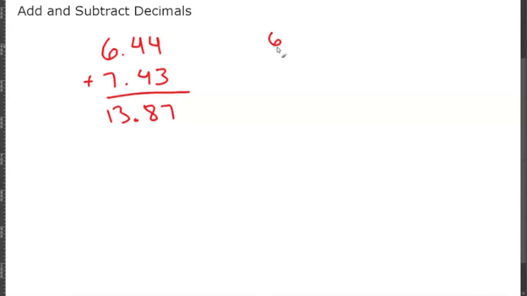Now let's subtract those. 6.44 minus 7.43. 4 minus 3 will give us 1. 4 minus 4 will give us 0. Keep the decimal in line. Now look, 6 minus 7, we can't take 7 away from 6. So we're going to get a negative number for this. 6 minus 7 is going to give us a negative 1. So 6.44 minus 7.43 is going to give us a negative 1.01, or negative 1 1/100th.